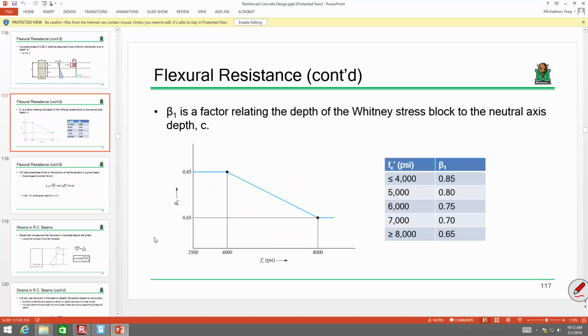Here's our relationship for beta 1. Beta 1 is 0.85 anytime fc prime is 4 ksi or less. Linear fit off of that until we get to 8 ksi. Everybody see that? Okay.